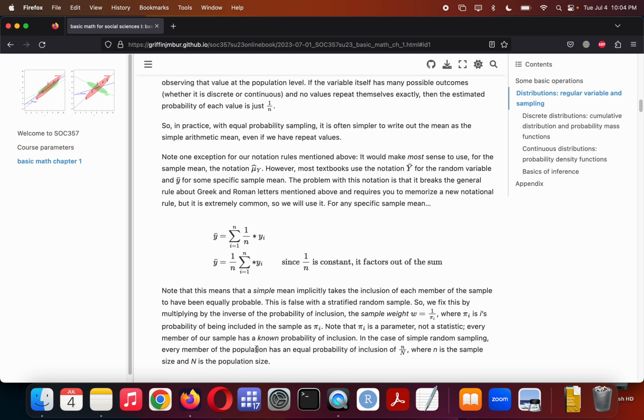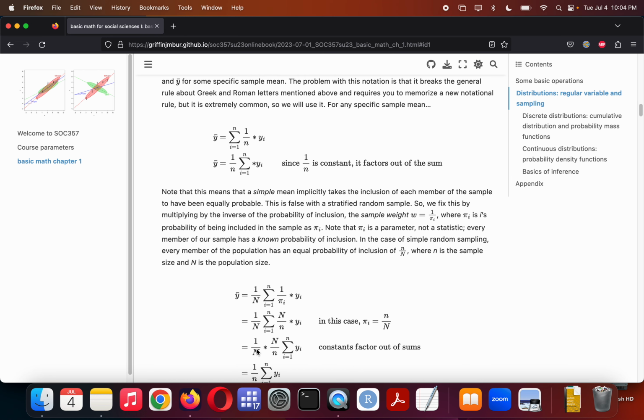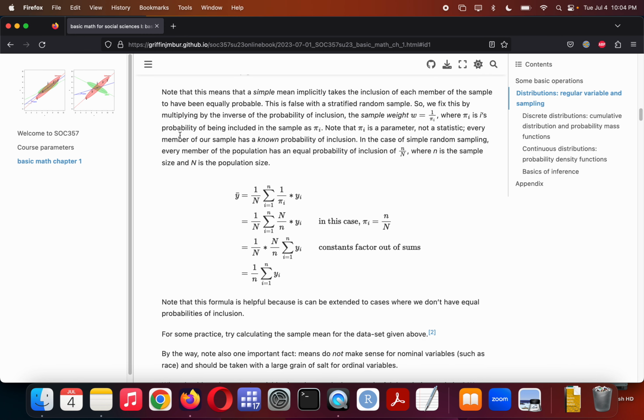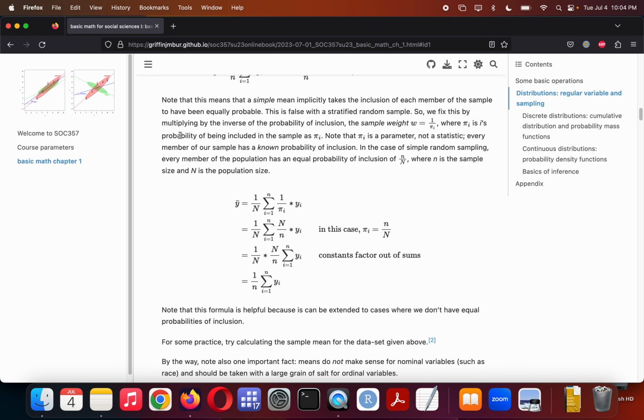So let's talk a little bit again about sample weights. Note that this formula here implicitly takes the inclusion of each member of the sample to have been equally probable. But that's not true with stratified random samples. And again, we're not going to use these a ton in our class, but I do want you to get a little bit used to these. So we fix this by multiplying by the inverse of the probability of inclusion. And I'll now tell you that this is formally known as a sample weight, W.